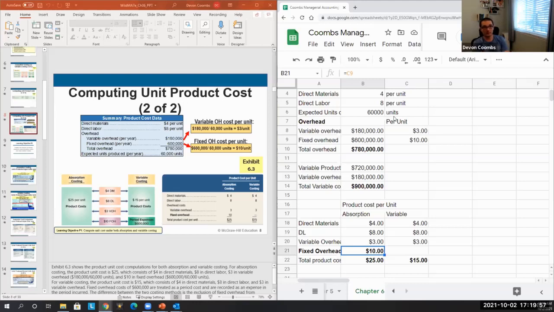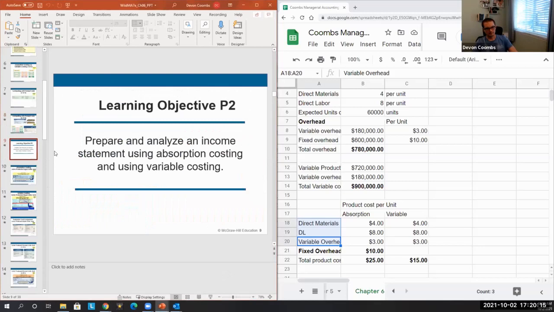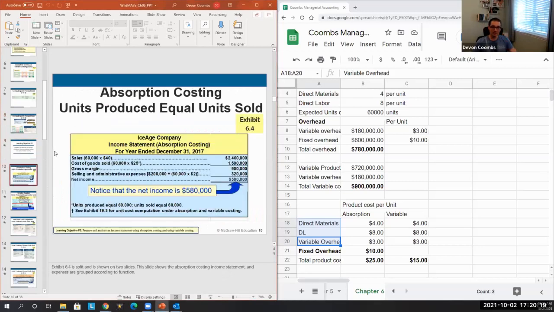You can see why this is important for decision making, is because fixed overhead is something that we can't control, while these costs are controllable per unit, right? So how do we analyze an income statement now using these methods?